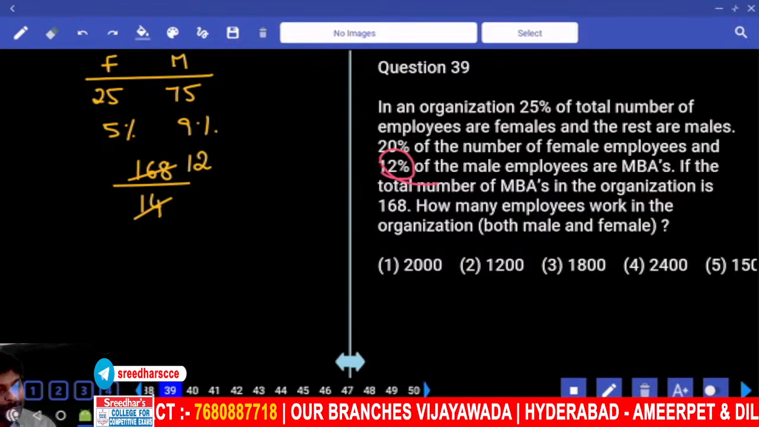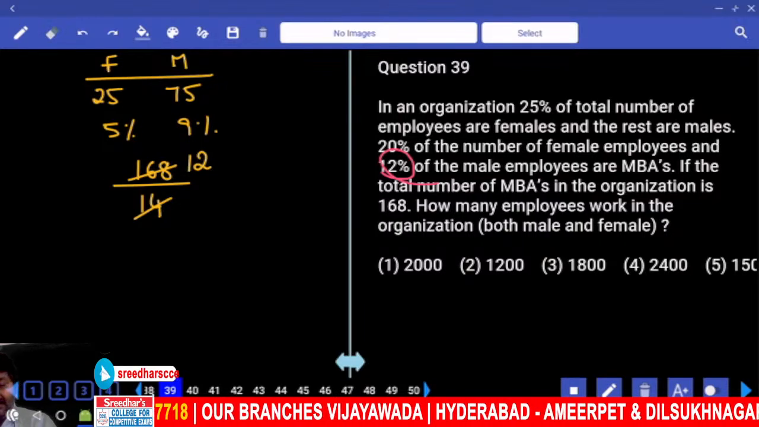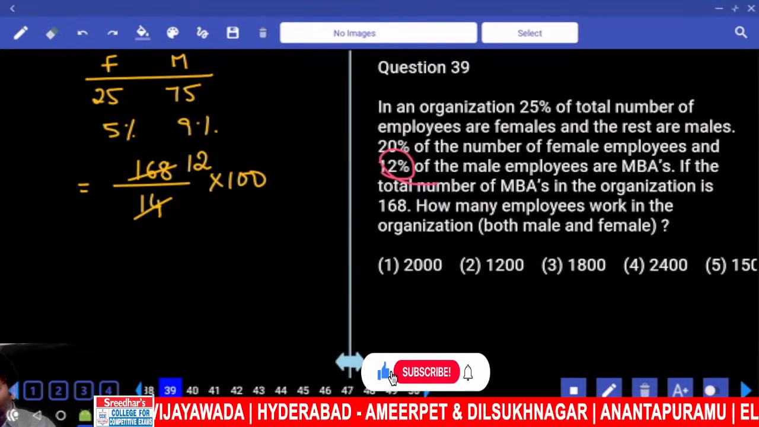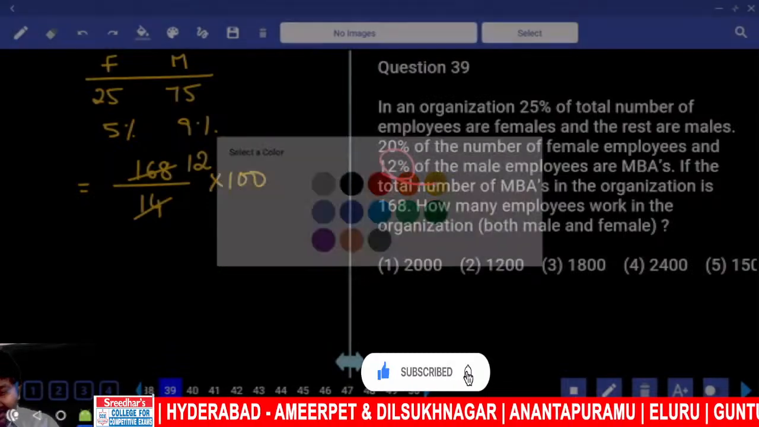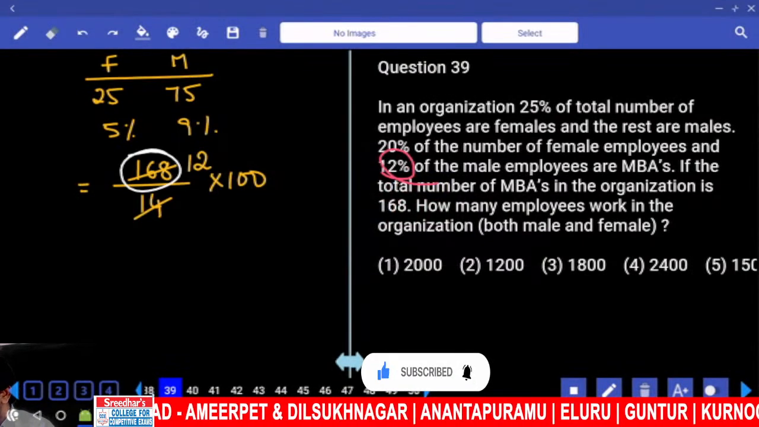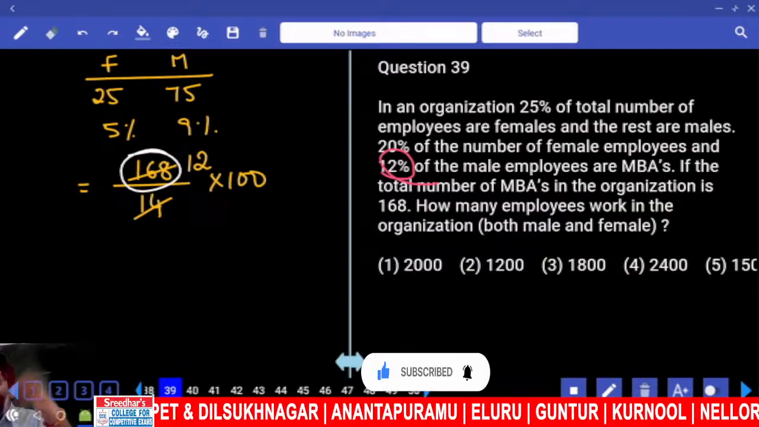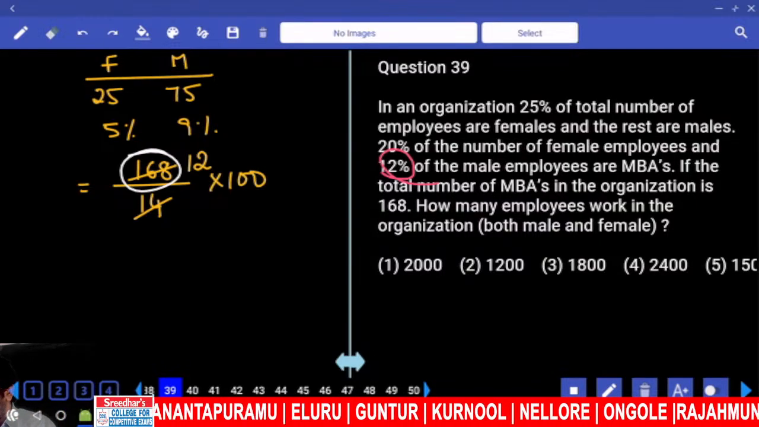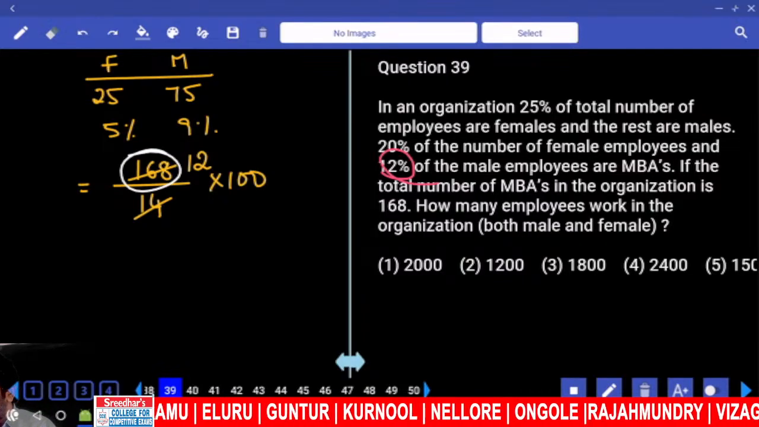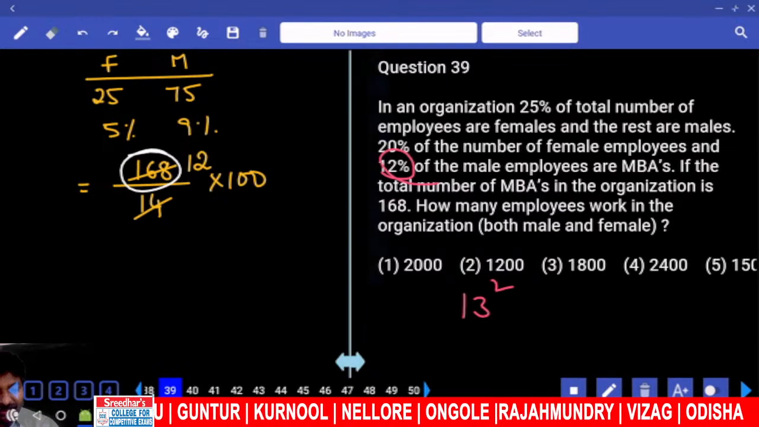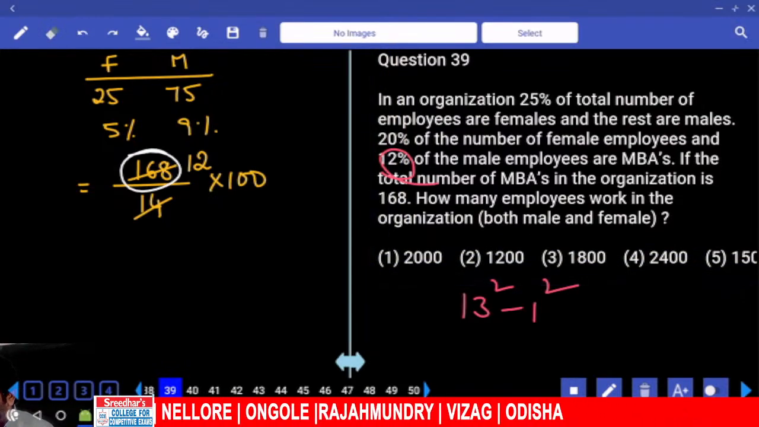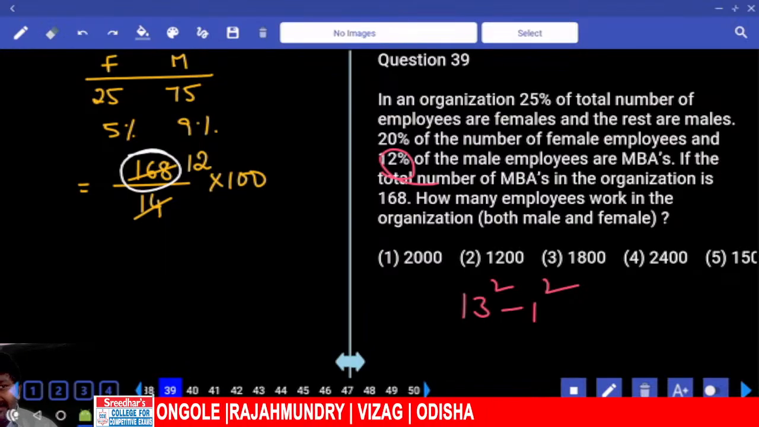How many employees work in the organization? That is 100%, so 12 into 100, 1200 is the answer. Are you okay? See, when you see the numerator 168, that can be written as 169 minus 1, that is 13 square minus 1, which is 12 into 14. A square minus B square format: A plus B into A minus B. 14 into 12, 14 gets cancelled, 12 is left over. You got it?